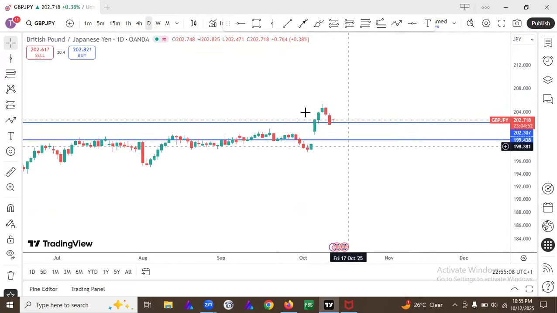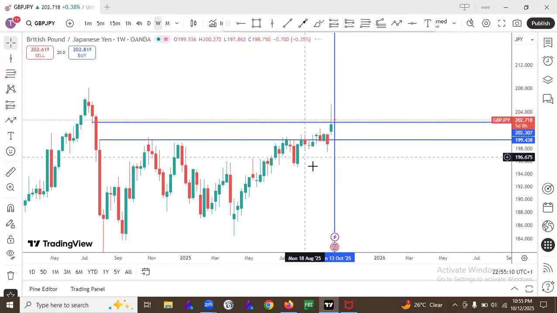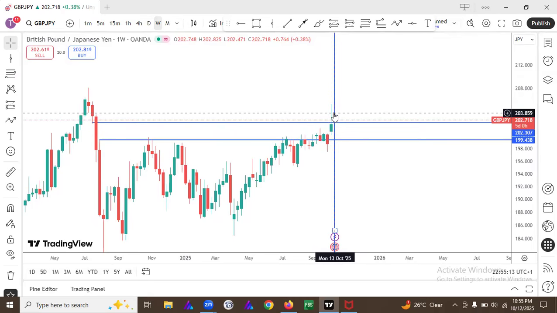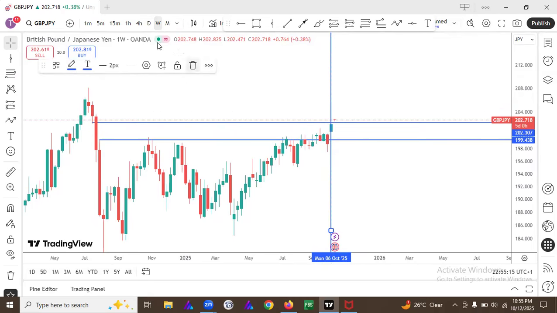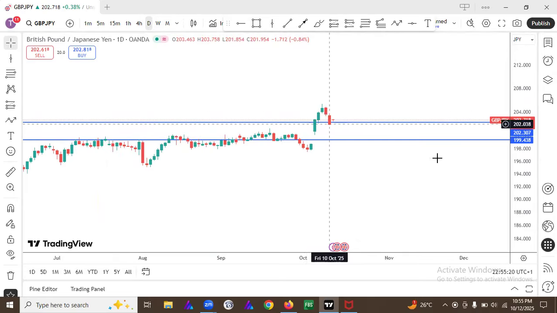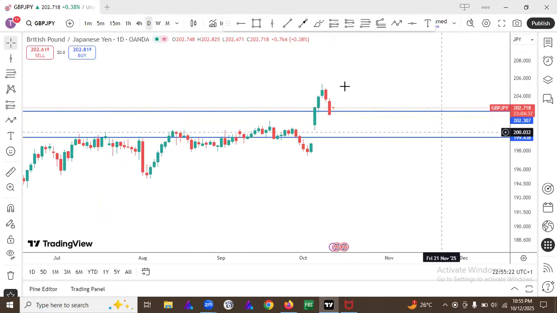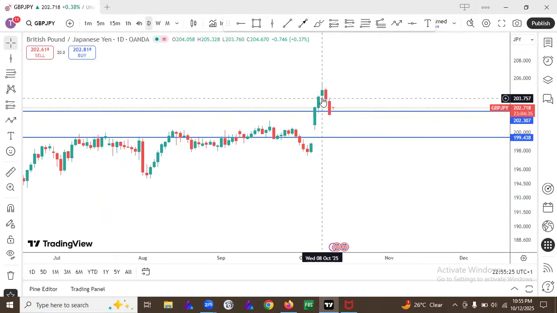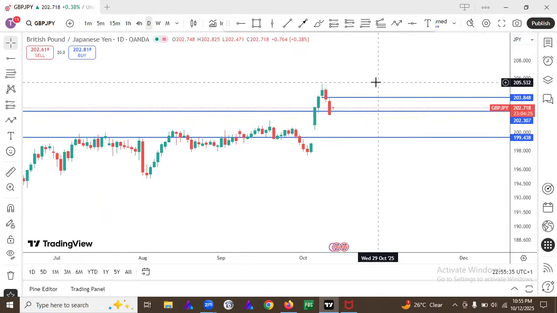Okay, and after the formation of that shooting star on the weekly time frame, let's see the pattern we had on the daily time frame. We had a candle pattern that looks like a shooting star, and this candle engulfed it. Can you see that? This tells us that GBPJPY is bearish. So we should expect yen to gain strength this week.